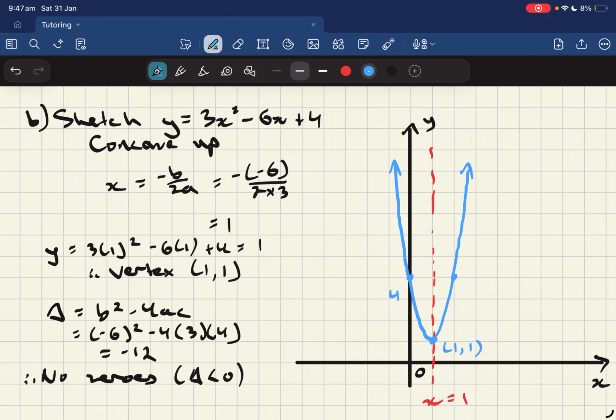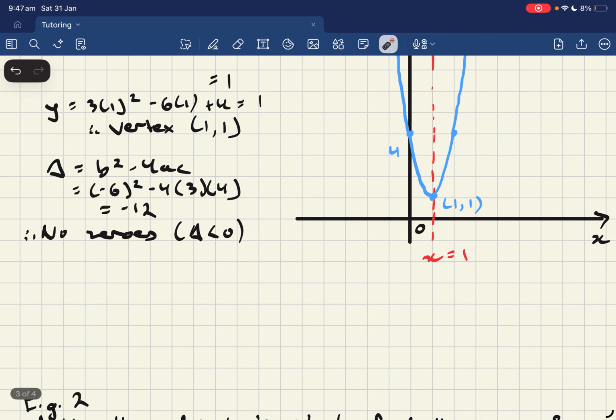I have my y-intercept, I have my vertex labeled in, I've drawn in my axis of symmetry. You don't always have to draw in the axis of symmetry, but it is good practice just so you can see how the curve is going to look. And it gives you a good way to draw symmetry on either side.